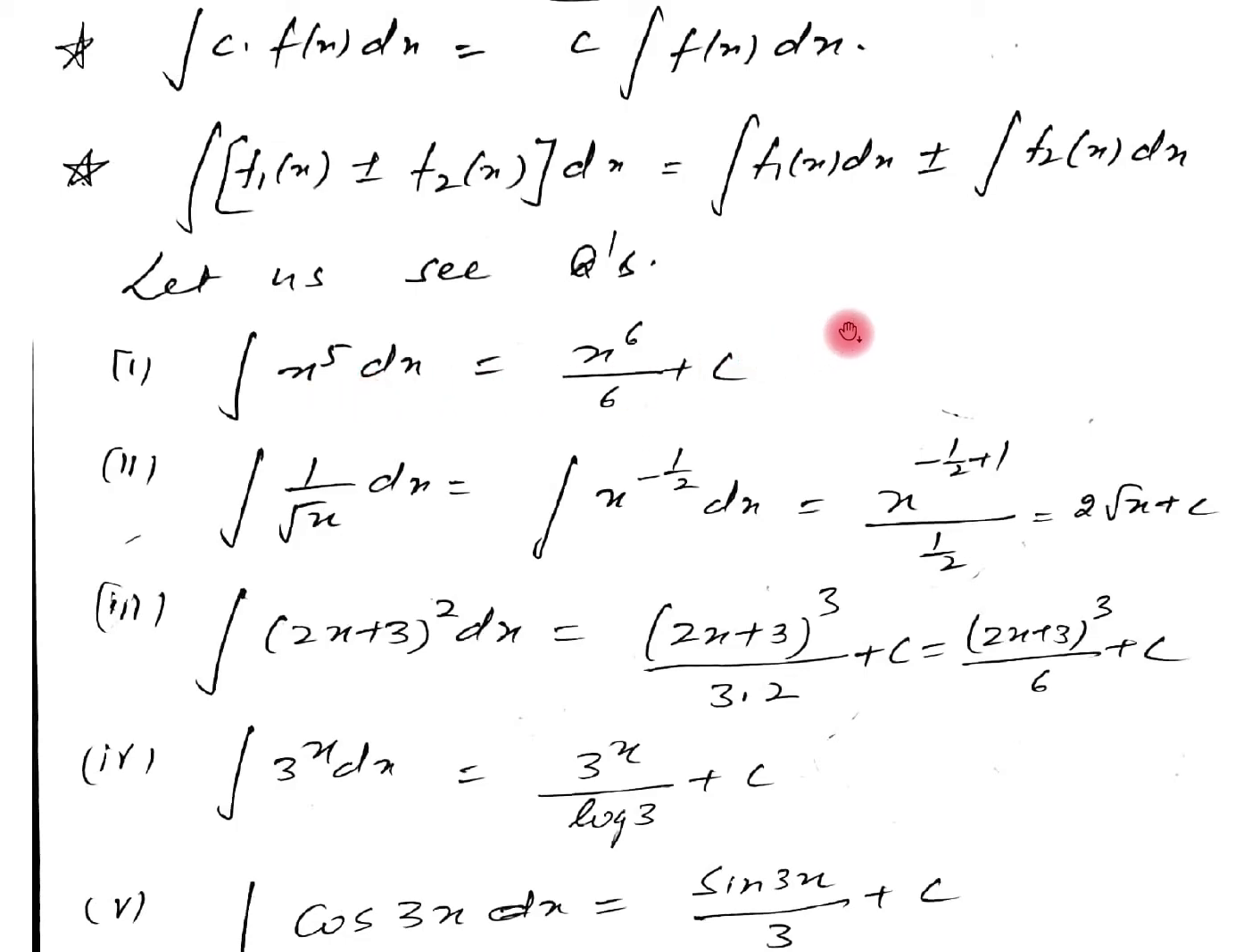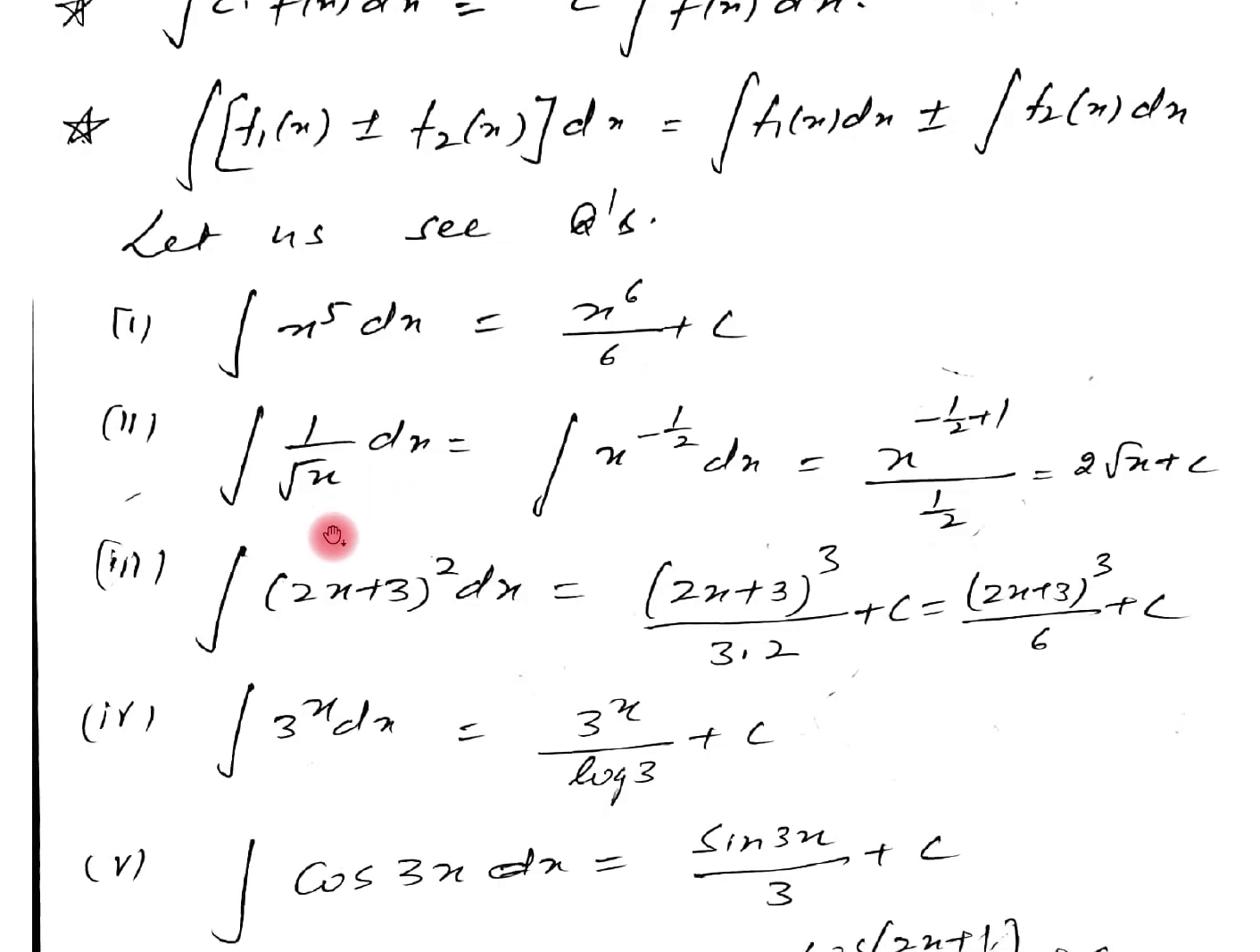5 plus 1. We know the integral of x raised to power n is x raised to power n plus 1 upon n plus 1. So using that result, the integral of x raised to power 5 is equal to x raised to power 6 upon 6 plus c.